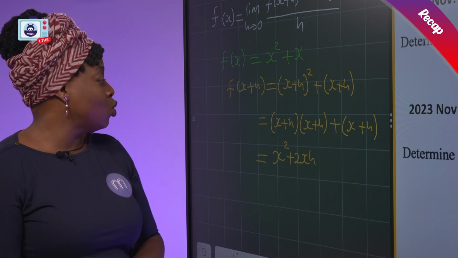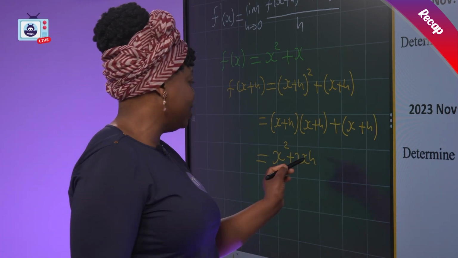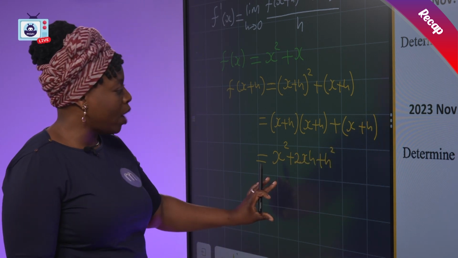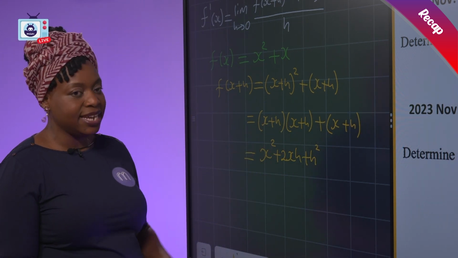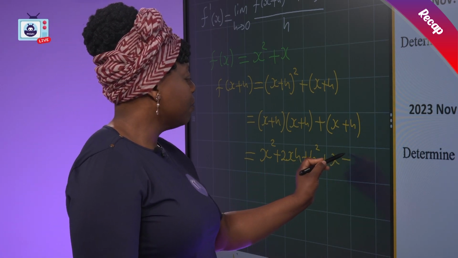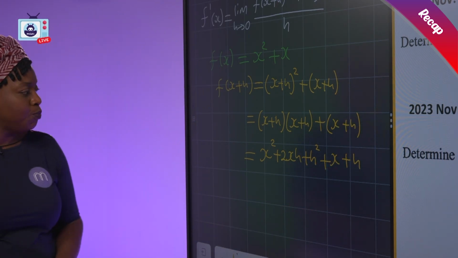Literally, it's similar to what we have just done on the other side. And as we go, you will see the pattern of what is happening there. Then we have h squared when we multiply h and h. Then we can now remove the bracket. We have x and then we have h. So that is what we have at this point.